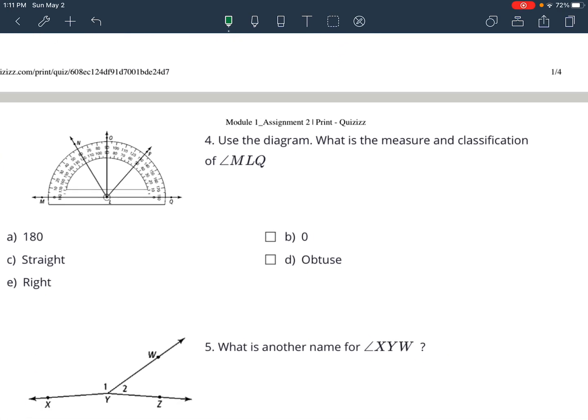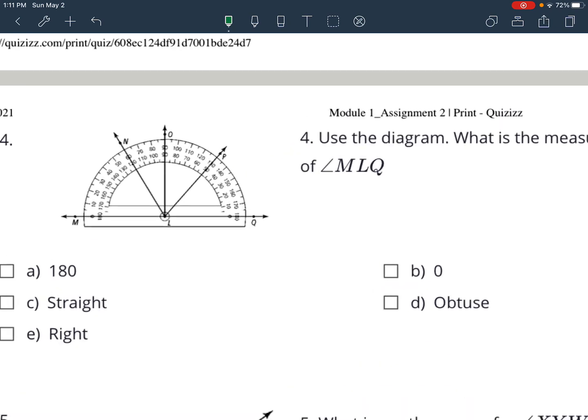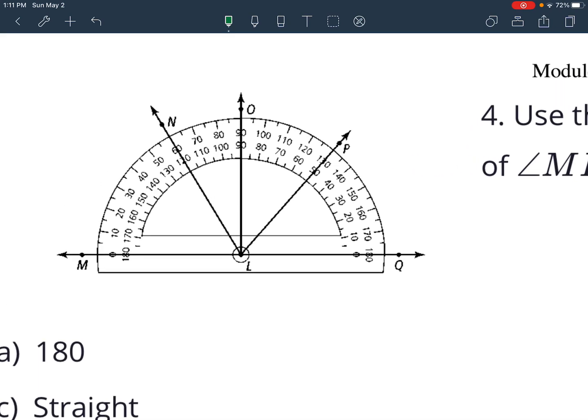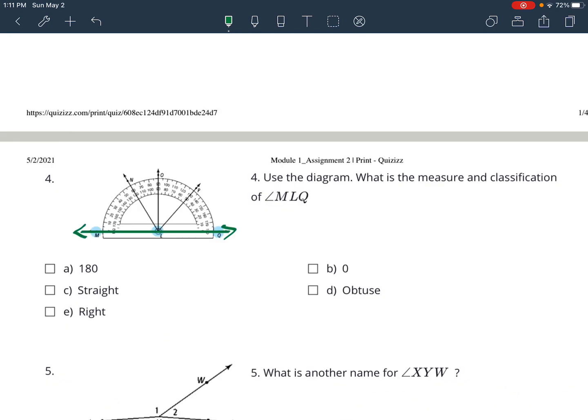Number 4, measure and classify angle MLQ. So this is just a straight line. And up there in the definition of number 1, I wrote down straight lines. So this is called a straight line. And straight lines are 180 degrees. So both of those are the answers, A and C here. So 2 answers here, right?